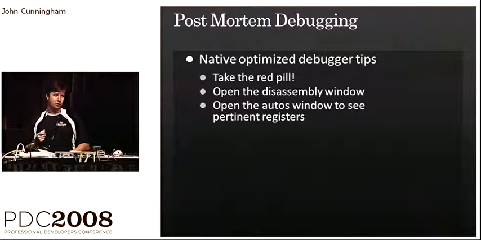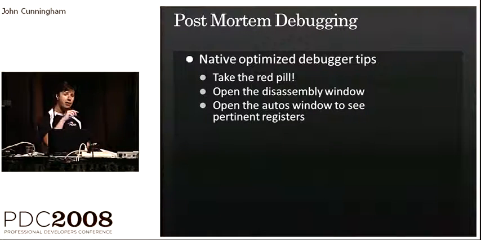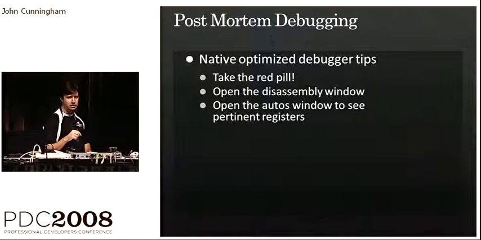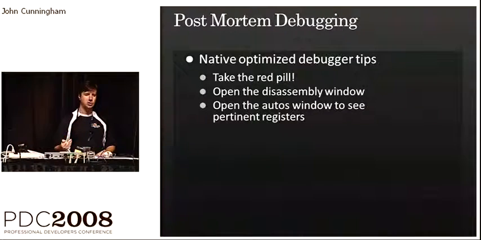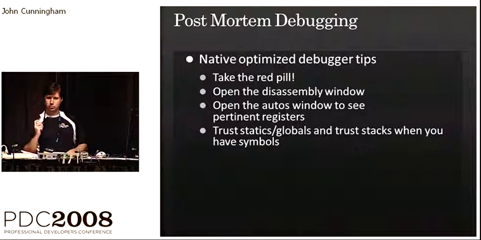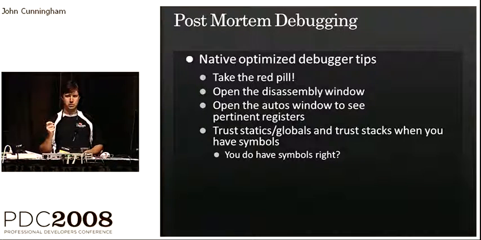The disassembly window and the autos window, when you're in disassembly mode, will actually show you the pertinent registers from where your IP location is. They're the best things to tell you exactly what's happening in your application. You can trust statics and globals and trust the stacks when you have symbols. You have symbols, right?